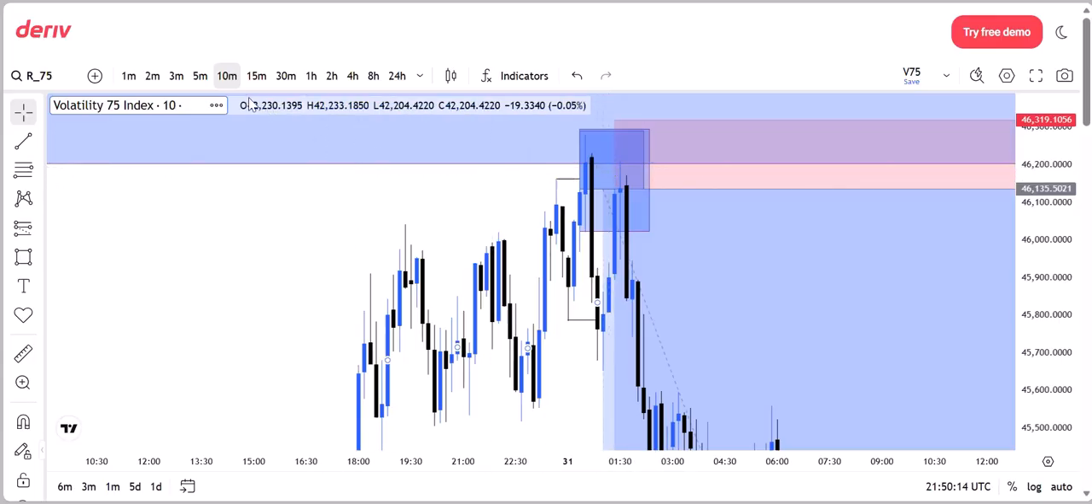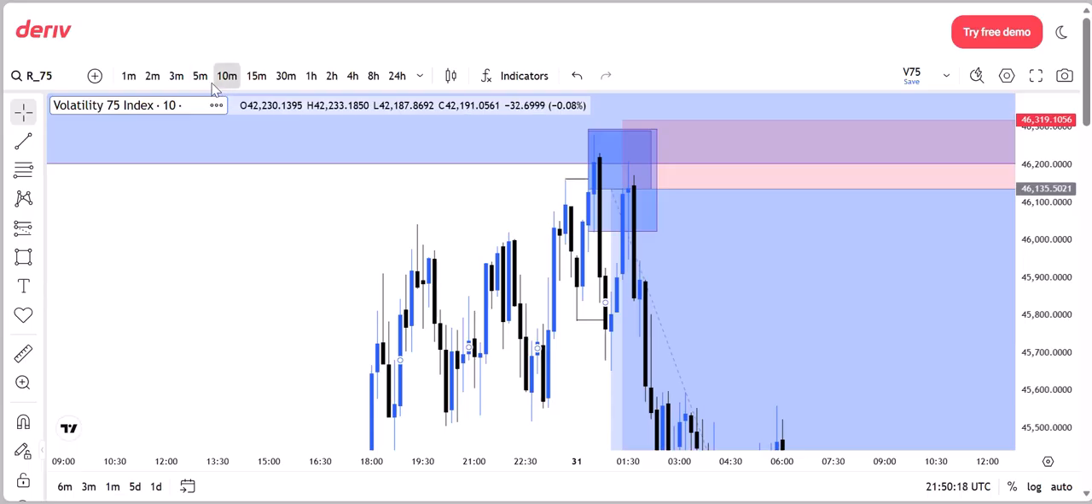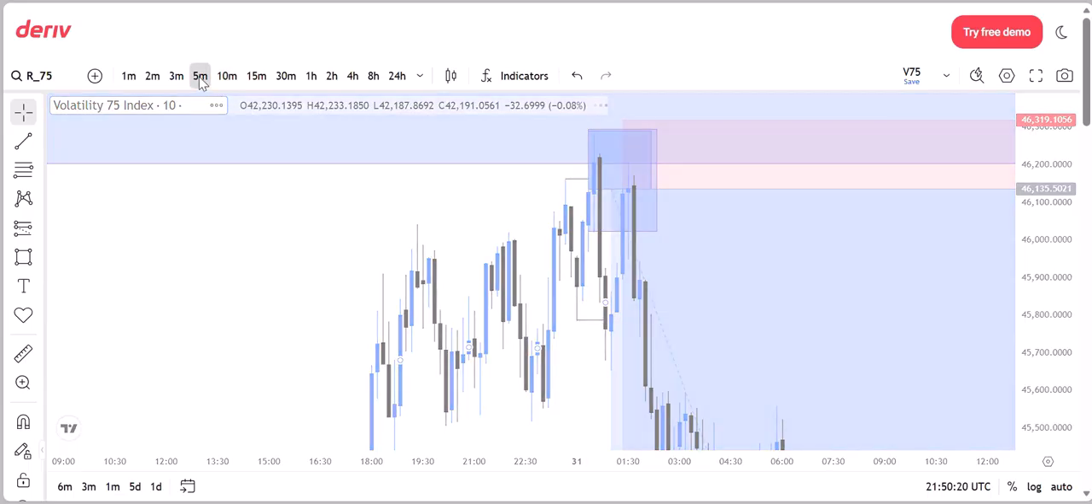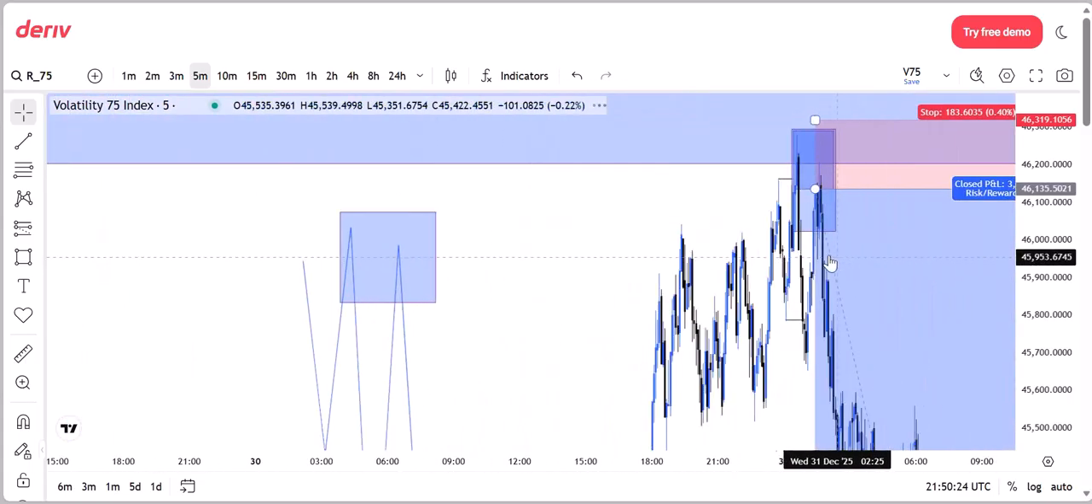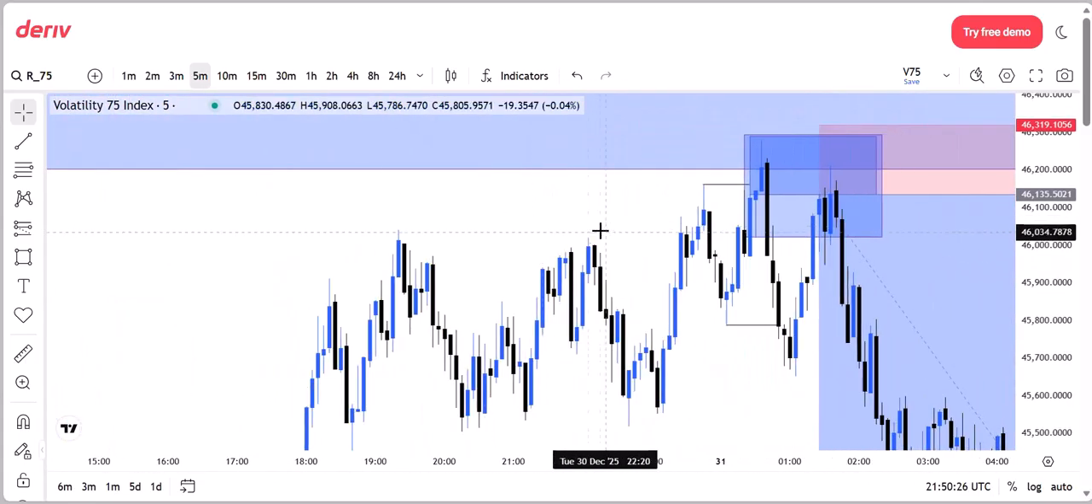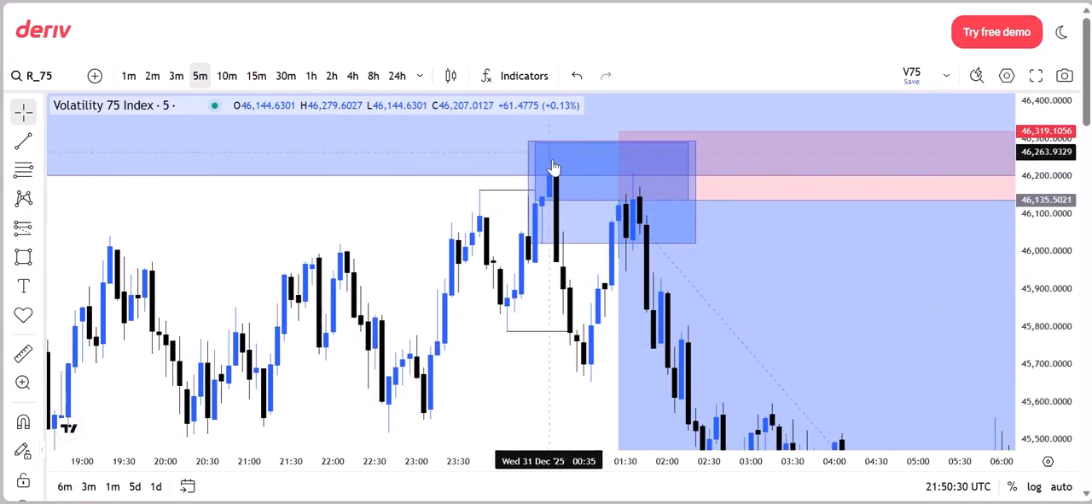Okay, now if we go down to our 5 minutes time frame, we would still have gotten an entry. So coming down to our 5 minutes time frame, what did we see here? Price came in, it broke structure. This is our 5 minutes. Would have still gotten an entry.